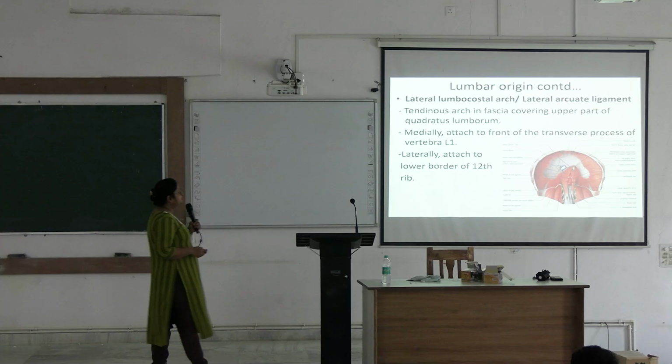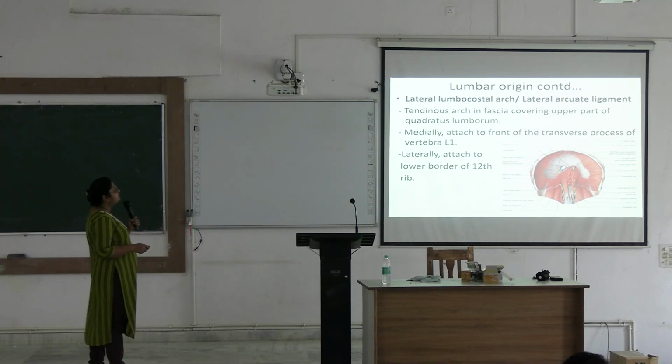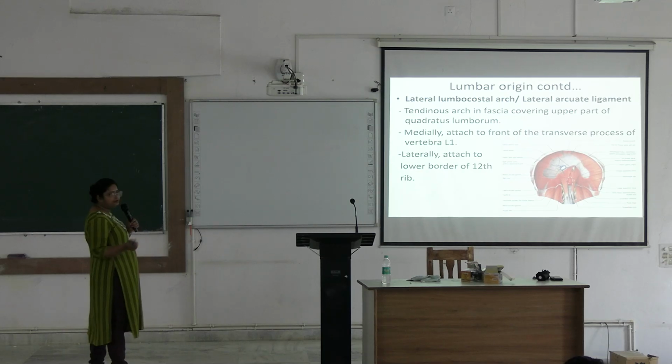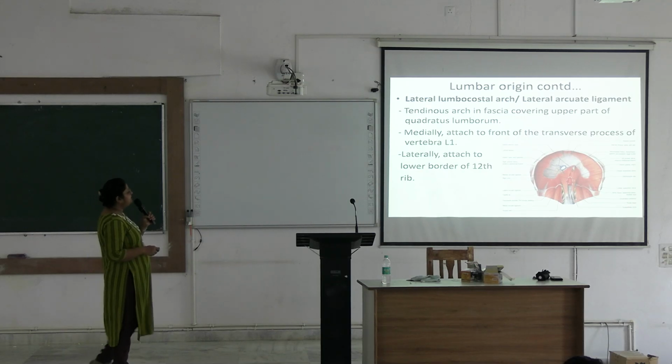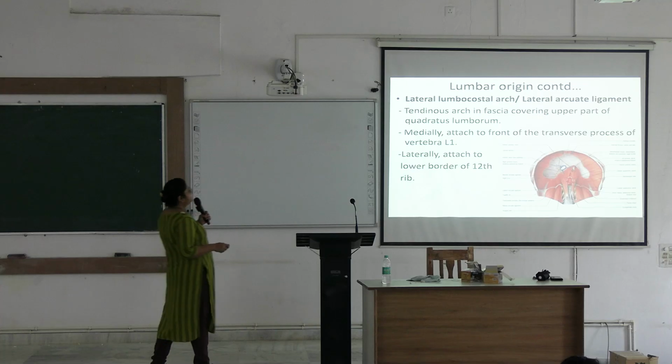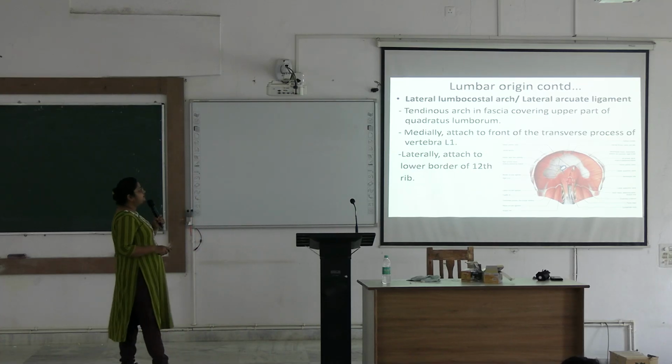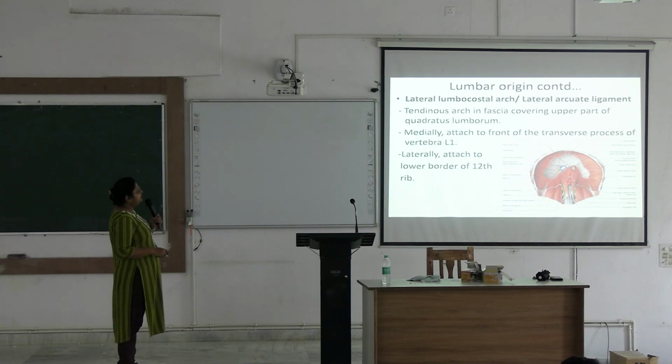Next is the lateral arcuate ligament or lateral lumbocostal arch. It is this one. It is a tendinous arch in the fossa covering the upper part of the quadratus lumborum, medially attached to the front of the transverse process of L1 vertebra, laterally attached to the lower border of the 12th rib.